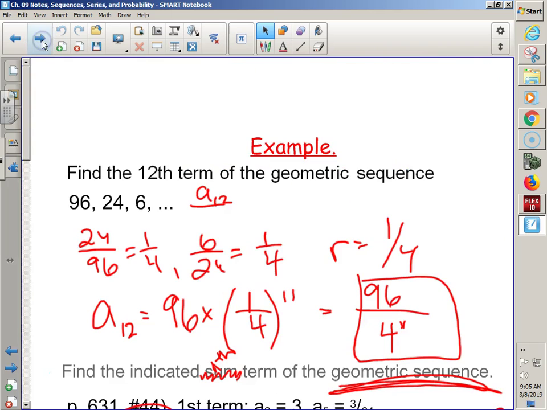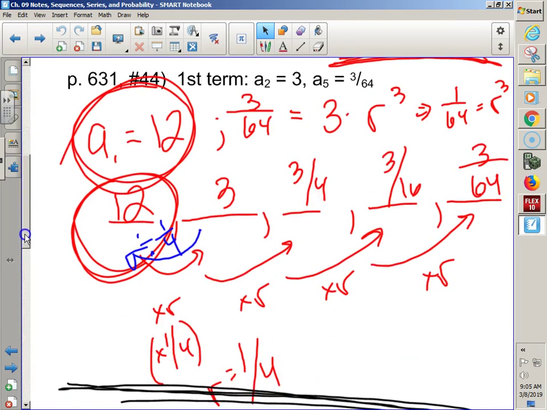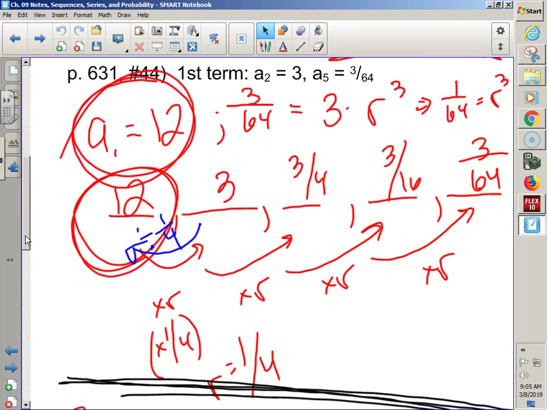Now, yesterday we did have an interesting example. This one was kind of straightforward, but this one, why was this one interesting? We didn't know the first or the third or the fourth. All we knew was the second and the fifth, and they said go backwards. But in order to go backwards, didn't we have to know how this term got to that term? And so there were a few different ways.